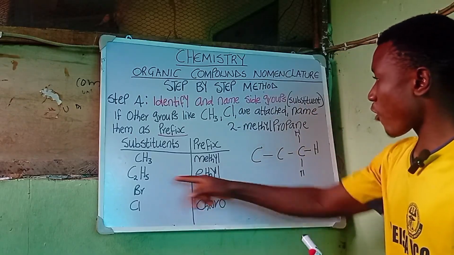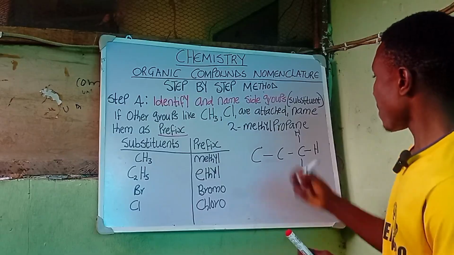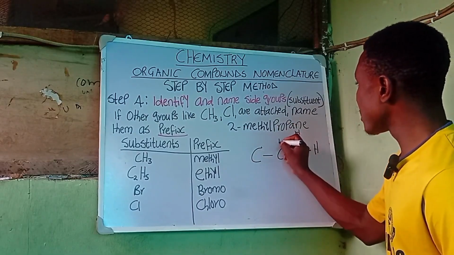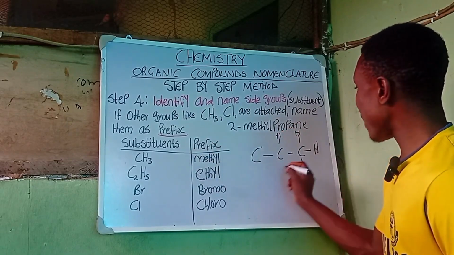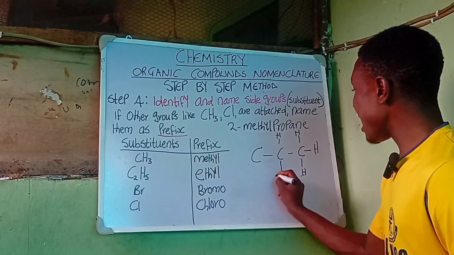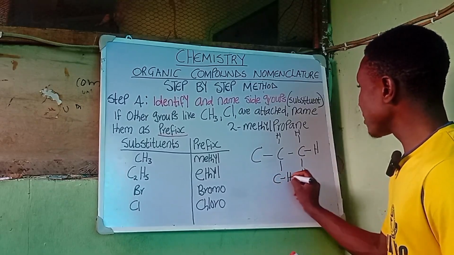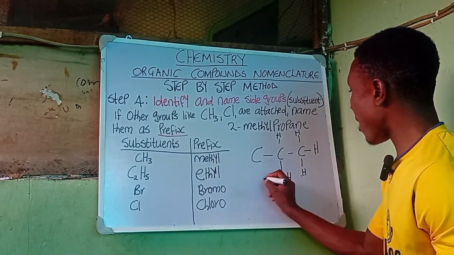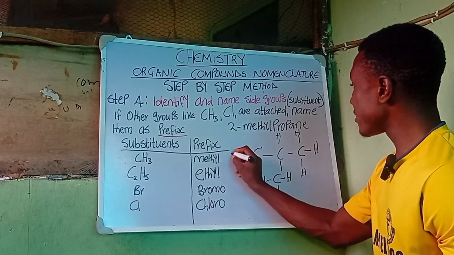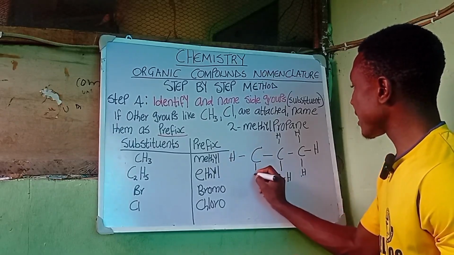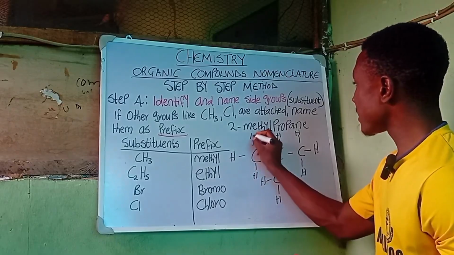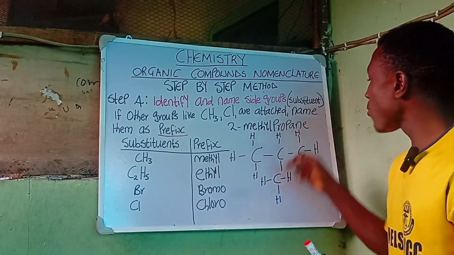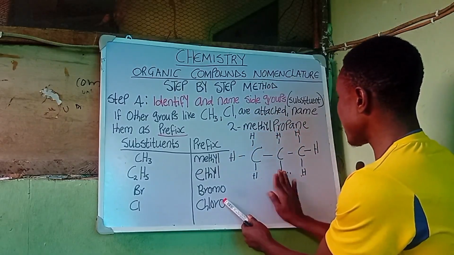For us to represent this methyl, what we simply have to do is come down here. Methyl is a C with 3 H. So this is our methyl, bonded to 3 hydrogen atoms. So this is 2-methylpropane.